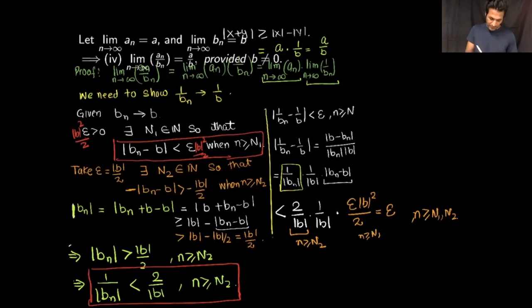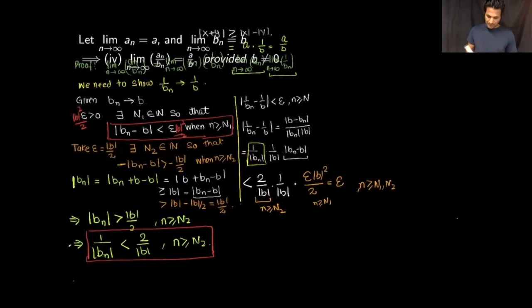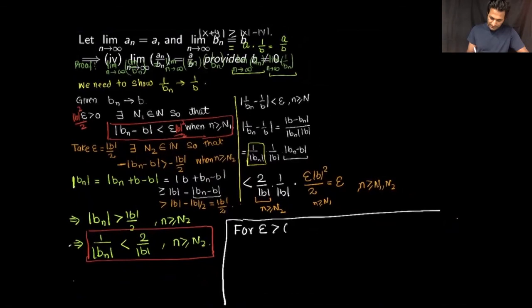So let me first make some space. Now I can start writing down my proof here. So for epsilon positive, there exists n. Again, I'm going to choose n as the max of n1 and n2. And then when n is bigger than or equal to n, it implies n is bigger than or equal to n1 and n2.